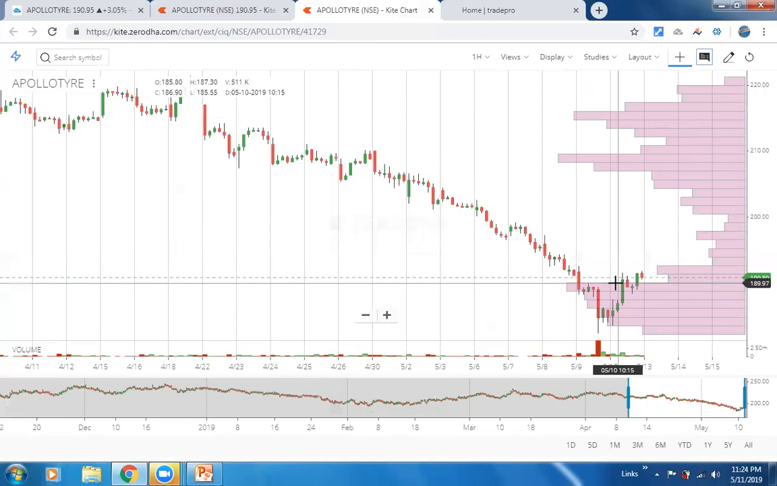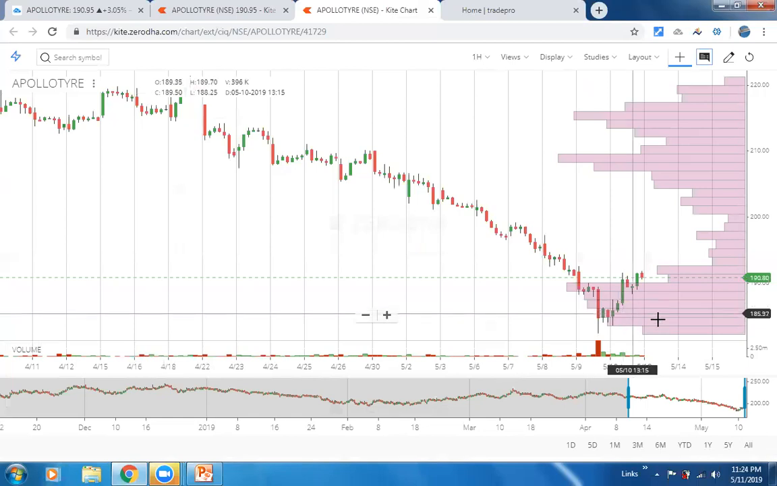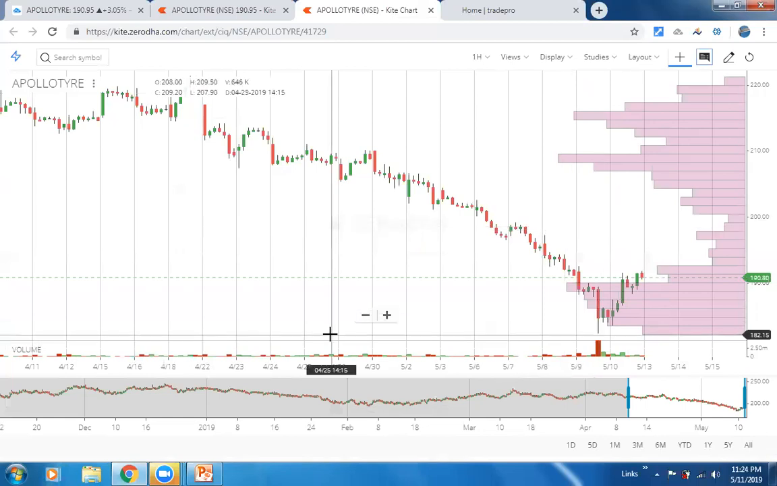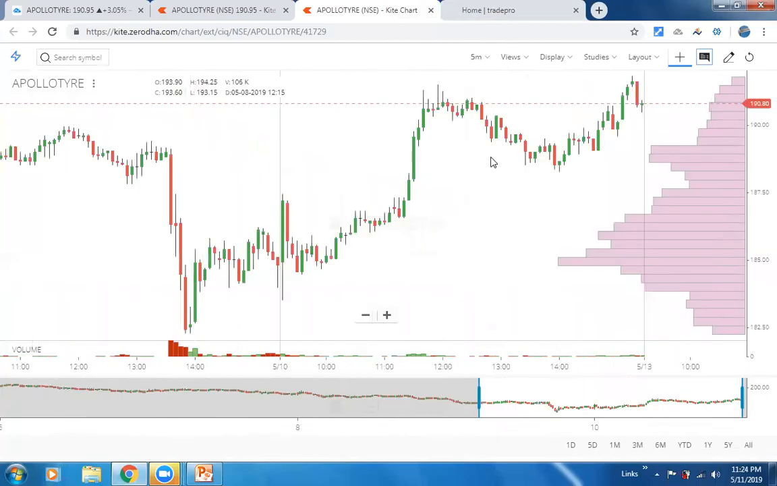So what you have to do is choose the stock which is at the lowest point and apply volume profile analysis here to find the value area, whether you are buying at the lowest value area or the highest value area. It's as simple as that. So if I change this time frame to 5 minutes, let me put it here. In Apollo Tyres' case, in the 5 minute chart, if you get a scan here, you just have to take it like, okay, this is the value acceptance zone.